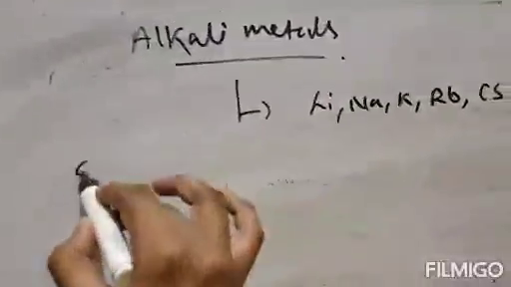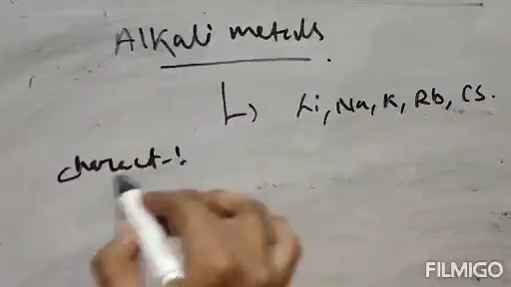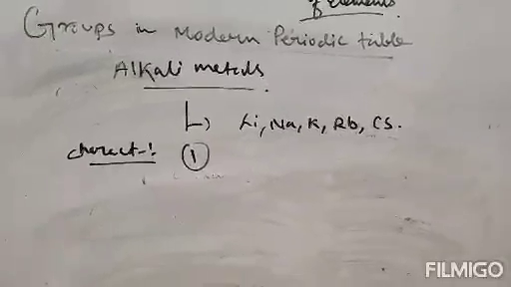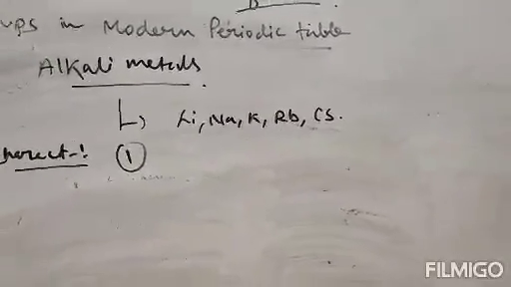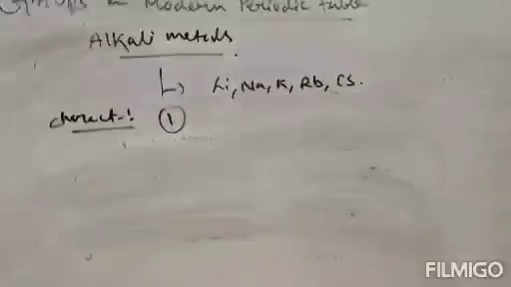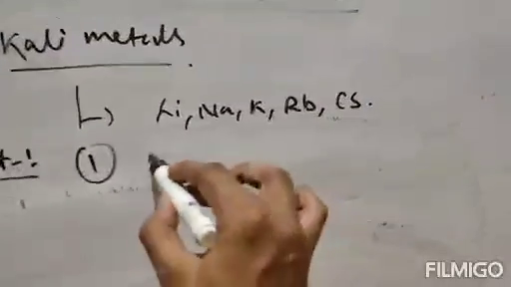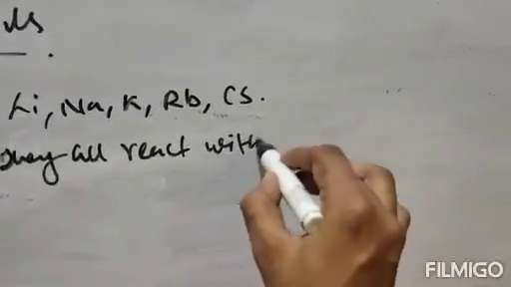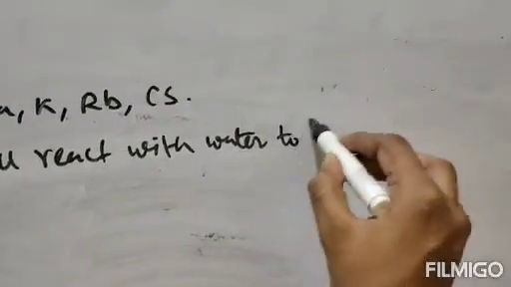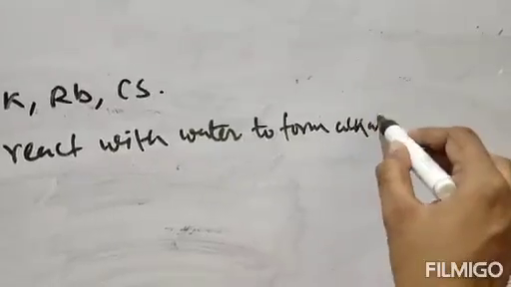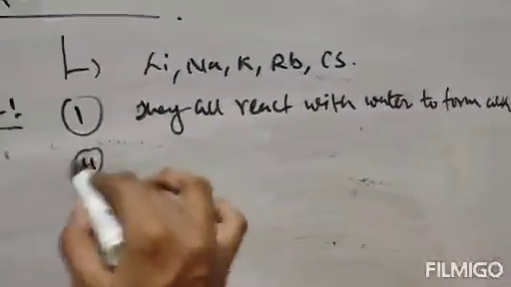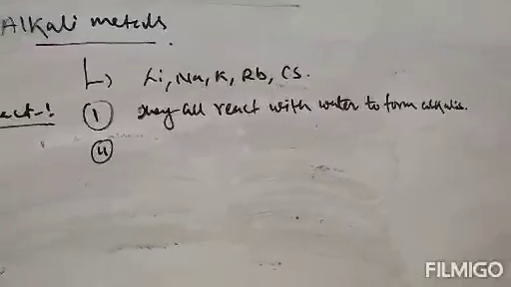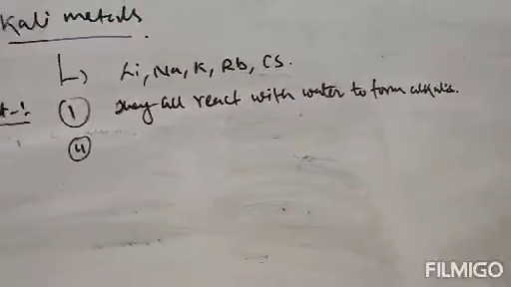What are the characteristics of alkali metals? Number 1 characteristic is that they all react with water to form alkalis. That's why they are called alkali metals. Number 2 characteristic is that they are all shiny. They shine all the time.